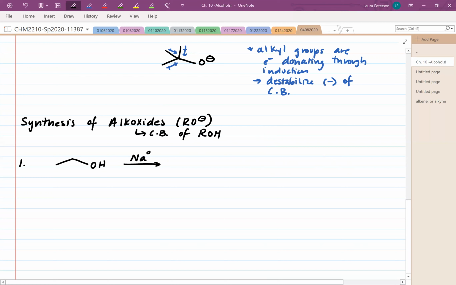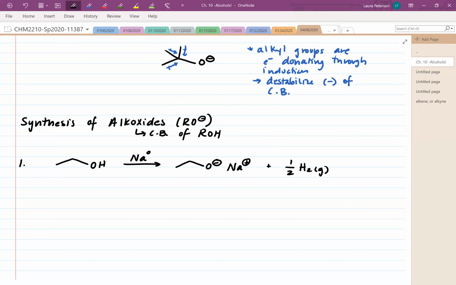Okay, so Na0, sodium metal. The product of this reaction would be our alkoxide anion, and then our alkoxide anion, sodium cation. And then we liberate H2 gas. So you might be thinking, well, if I just want to make an alkoxide, why don't I just simply do an acid-base reaction? Well, as we looked up above, those acid-base reactions are at equilibrium, right?